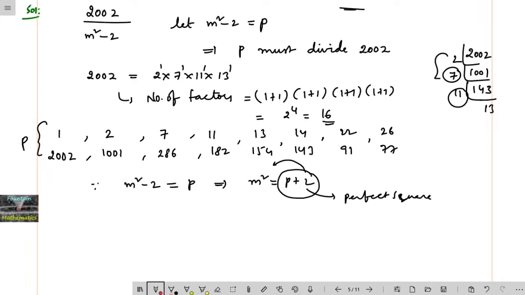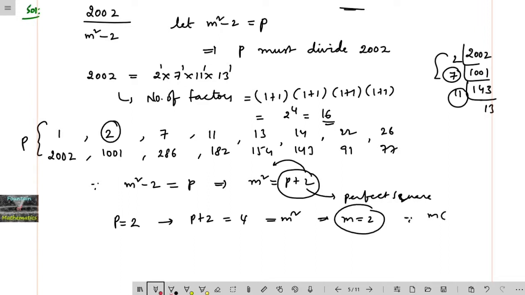So what are the numbers? Just pick them up. 2 plus 2 is 4. Yes, we can take this. p is equal to 2 we can consider, so that p plus 2 is equal to 4. So that is m square, so we'll be getting m is equal to plus or minus 2. But in the question we are asked about the positive integer. So since m belongs to positive integers, we consider only m is equal to 2.